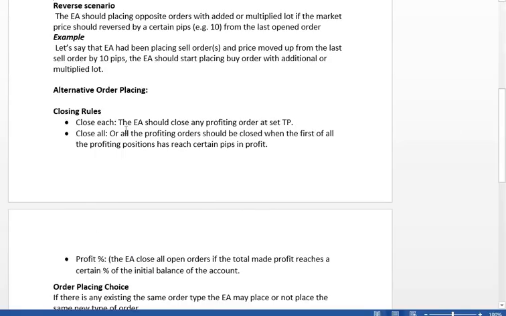Closing rule. The closing rule: the EA should close any profitable order at TP. All the open orders will have individual TPs, so the EA may close every one of them at their own take profit level. Once it closes one, it leaves the rest until each of them reaches its own TP. That is if the user chooses this option. Or all profiting positions should be closed together. Do you understand?